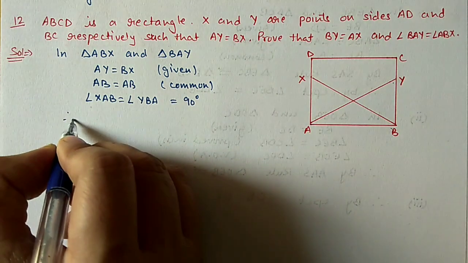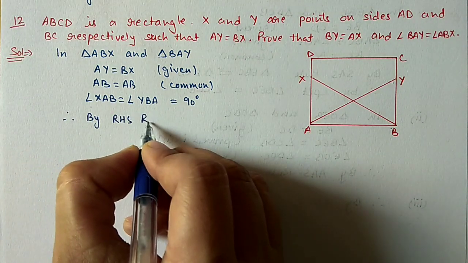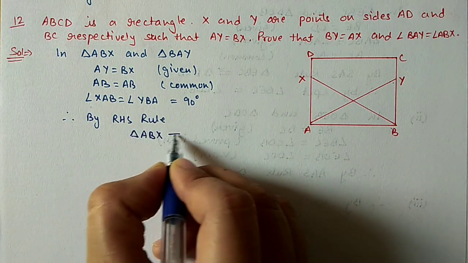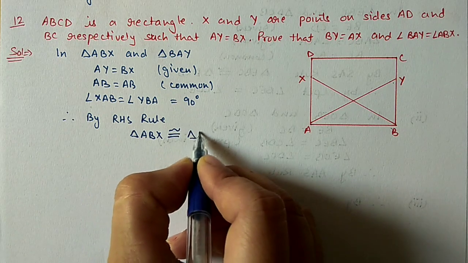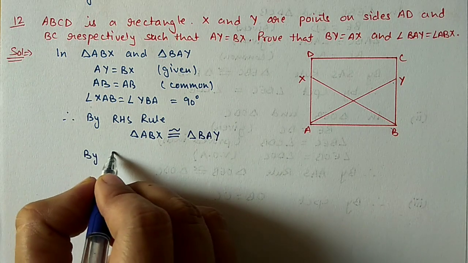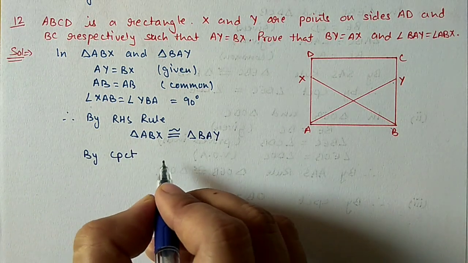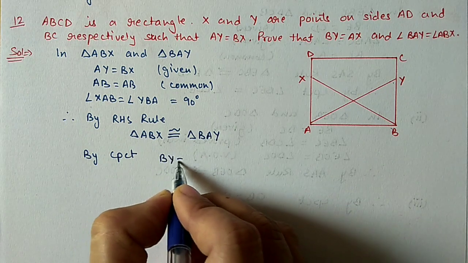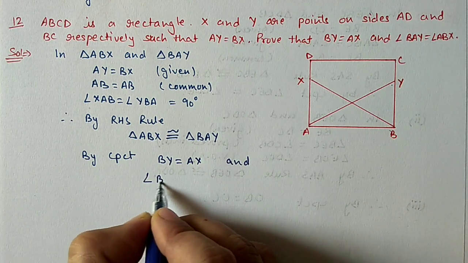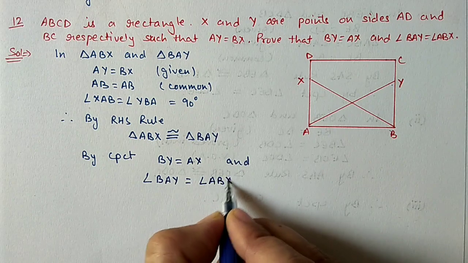So therefore by RHS rule, triangle ABX is congruent to triangle BAY. So by CPCT we can say the rest of the corresponding sides and angles will be equal. By CPCT, BY is equal to AX and angle BAY is equal to angle ABX.